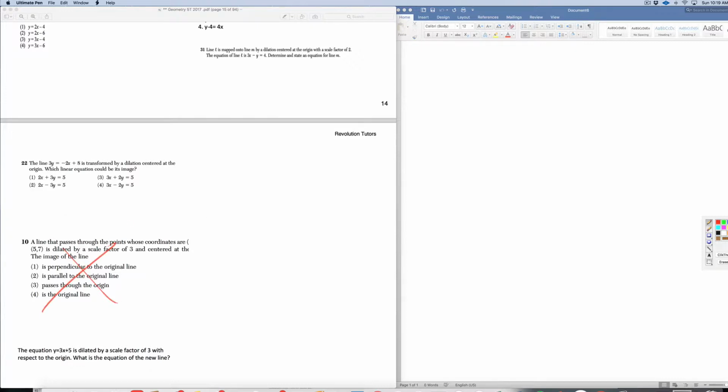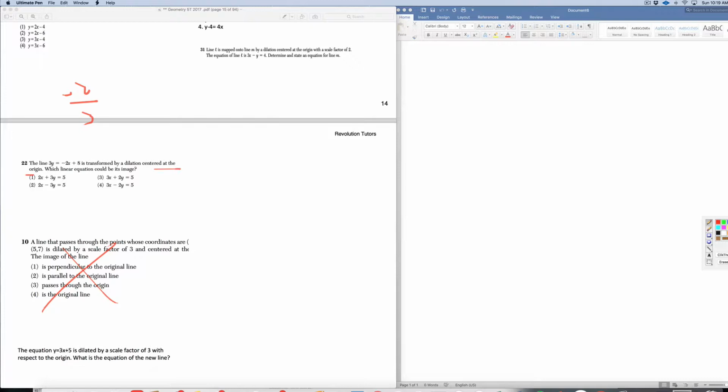Okay, let's say this one. A dilation centered at the origin, which linear equation could be its image? This one's really tricky. You've got to get them all into y equals or be able to see. So this one's slope is negative 2 over 3, right? It doesn't even give you the scale factor. It just says centered at the origin.